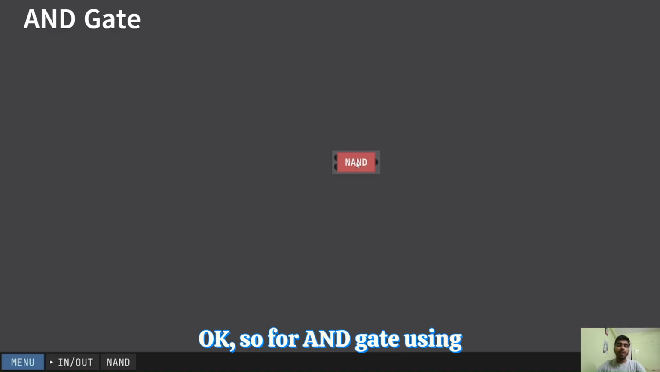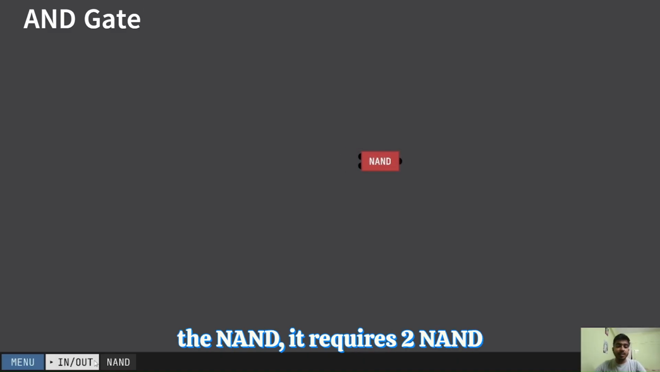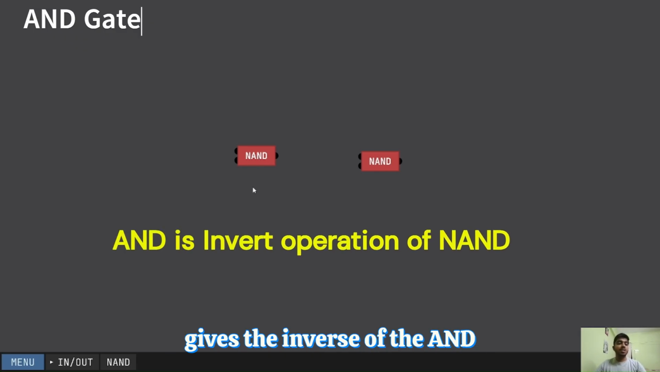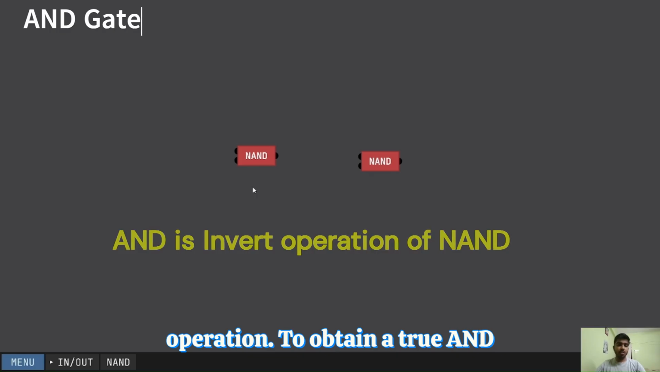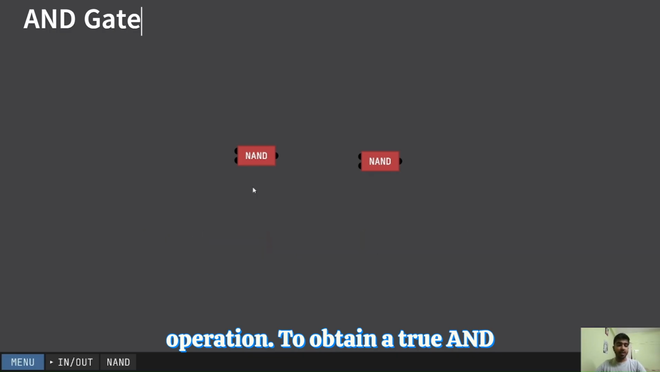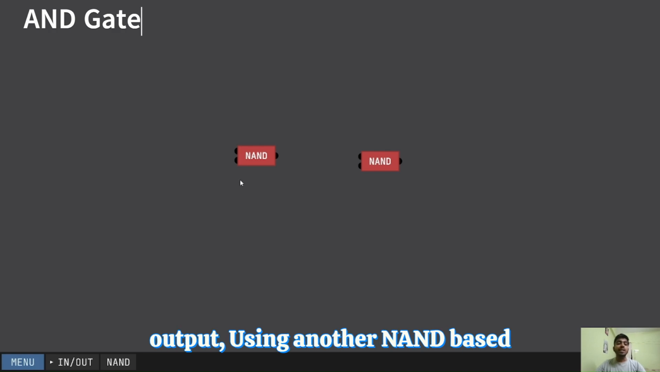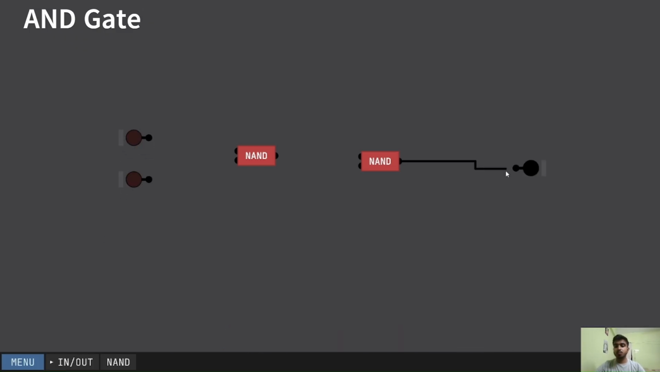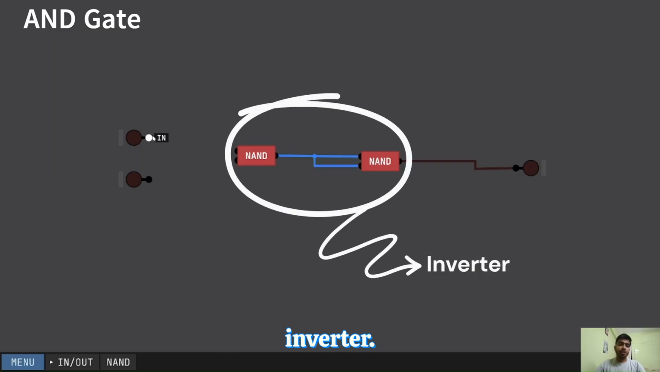Okay, so for the AND gate using NAND, it requires two NAND gates. Here, the NAND gate already gives the inverse of the AND operation. To obtain a true AND gate, I simply invert the NAND output using another NAND based inverter. So that's why we require two NAND gates, with the two inputs connected together. So this part acts as an inverter.